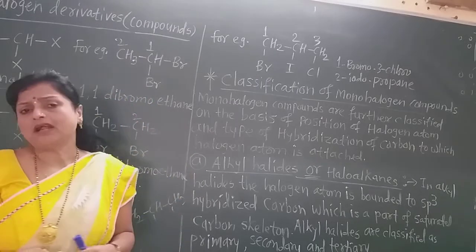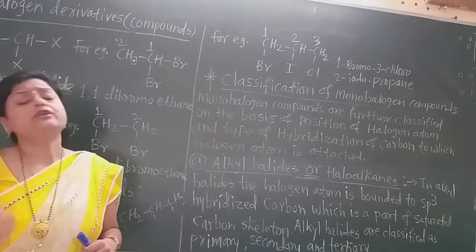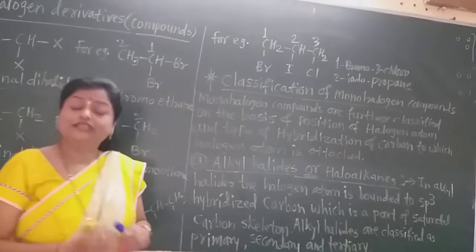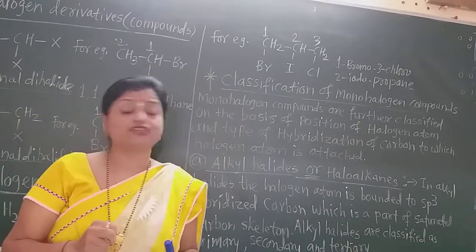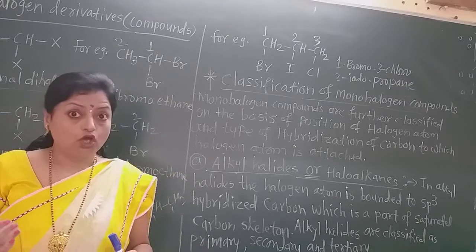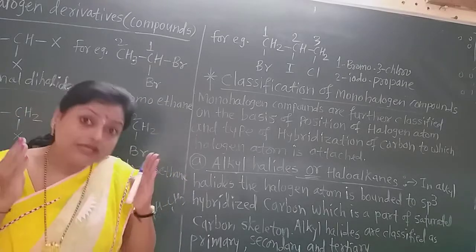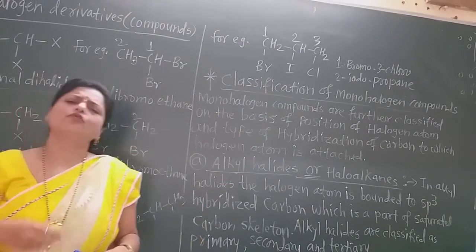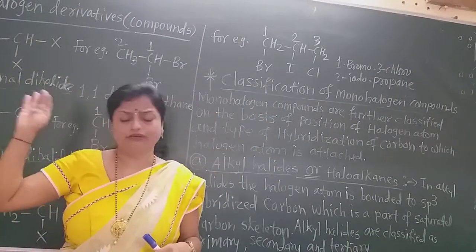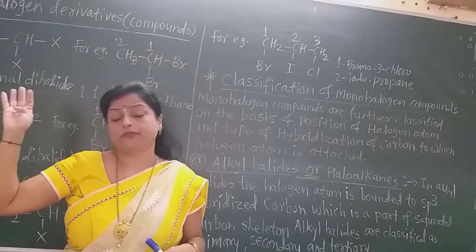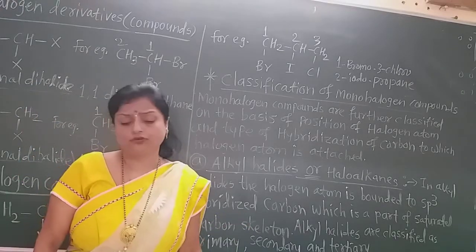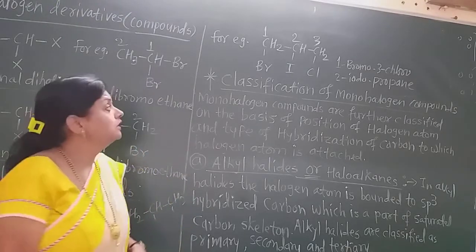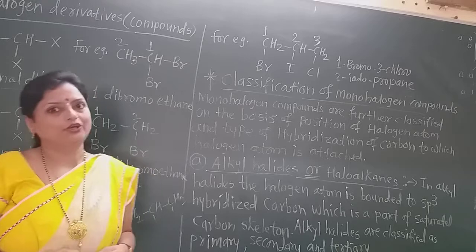atoms, and numbering is always from that carbon to which the halogen is nearer. Now these are the two types of classification we learned for halogen derivatives. Now we have to learn only the classification of monohalogen derivatives. We have to study only the monohalogen derivatives again and again in all the chapters. Dihalogen and trihalogen derivatives we do not have to learn in this chapter. So let us start the classification of monohalogen derivatives.